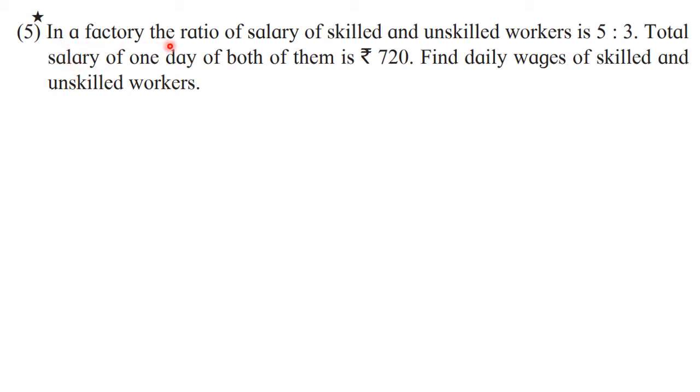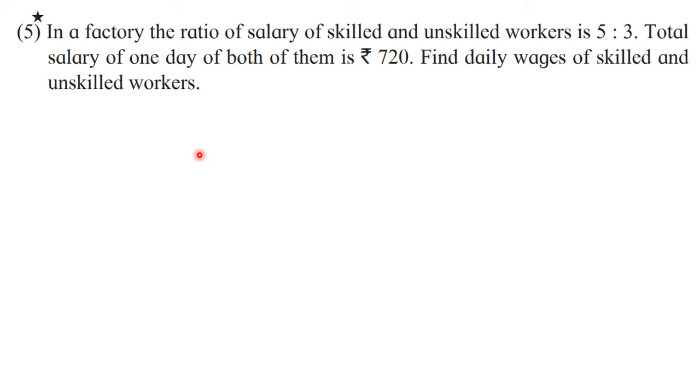In a factory, the ratio of salary of skilled and unskilled workers is 5:3. That means this is one condition. Total salary of one day of both of them is rupees 720. So this is the second condition. Find daily wages of skilled and unskilled workers. So we have to find these two things, daily wages of skilled workers and daily wages of unskilled workers.